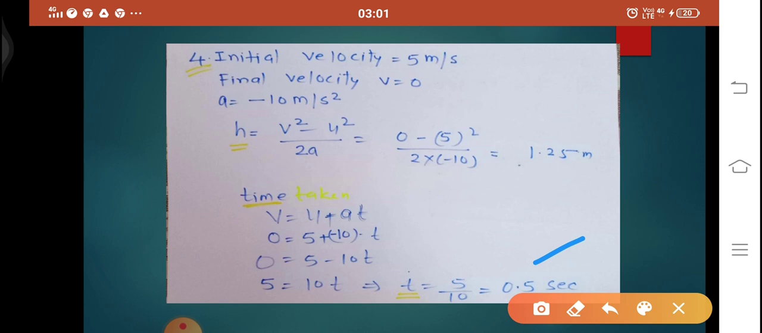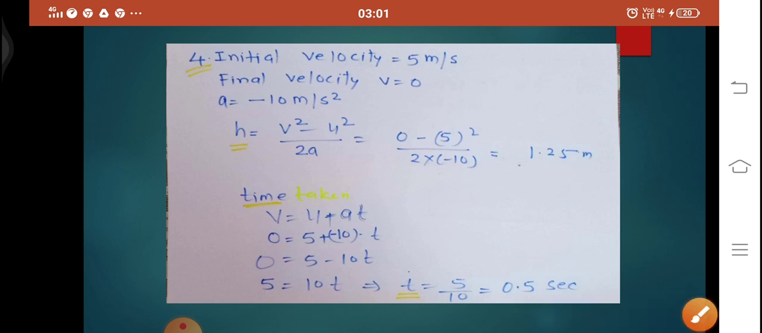Like this, we have discussed many questions, and these questions were left. So you do the revision of these questions. Now we will start our circular motion, today's main topic.